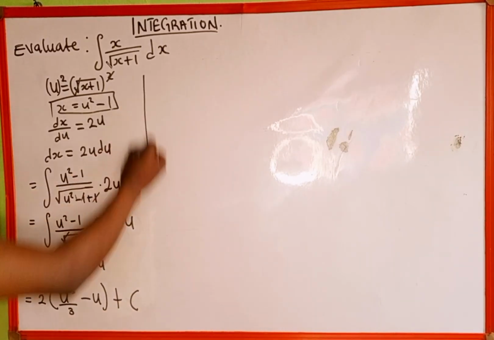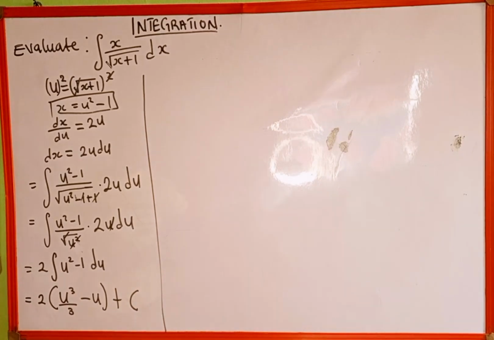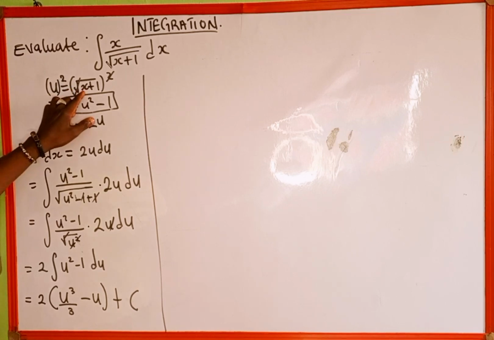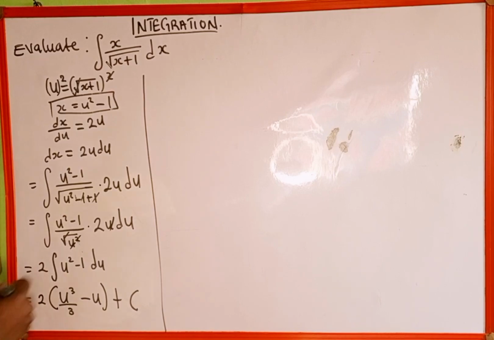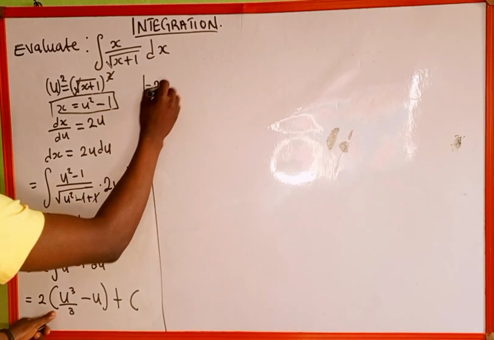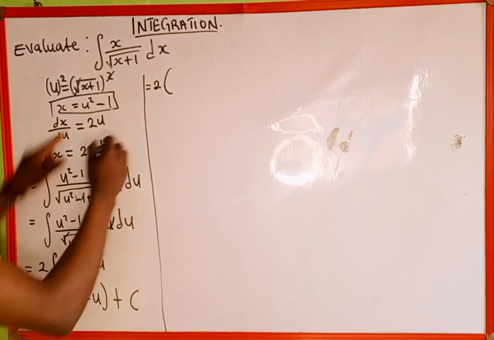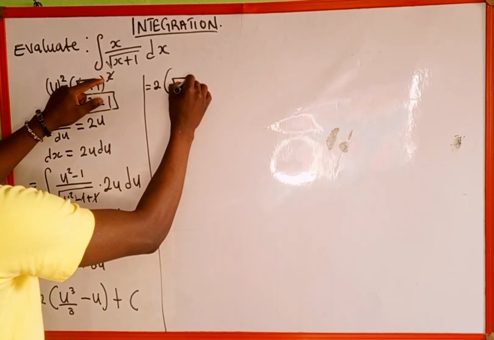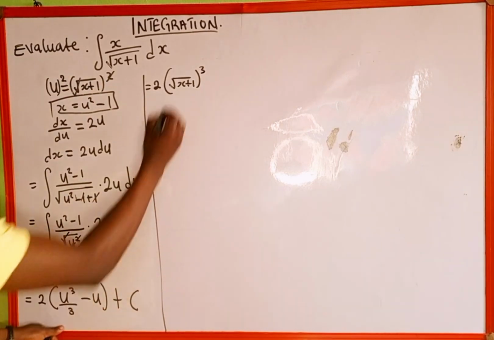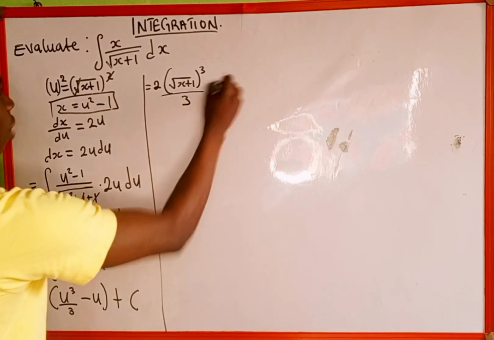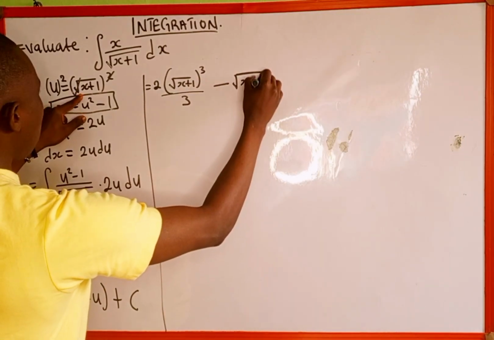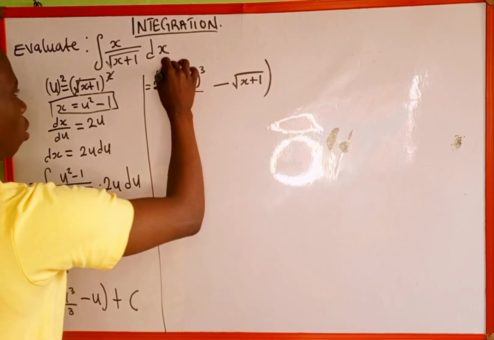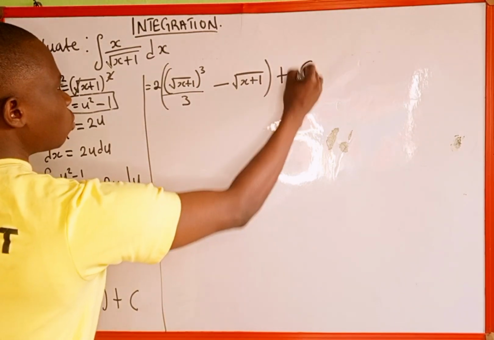So the next thing we're going to do is to replace our u. Remember, we let u be equal to root of x plus 1. So we're going to replace u. So this is going to be equal to 2. Then in place of u to power 3 is going to be what? Root of x plus 1 raised to the power of 3, then all over 3. Then minus, in place of u, we also replace root of x plus 1. Then close bracket, all in the bracket, then plus integration constant.